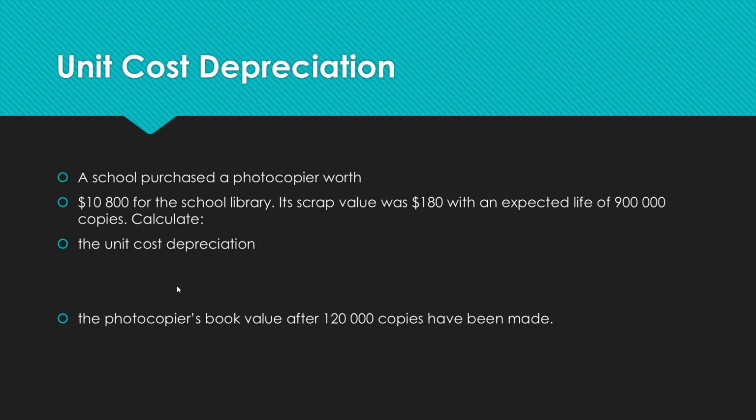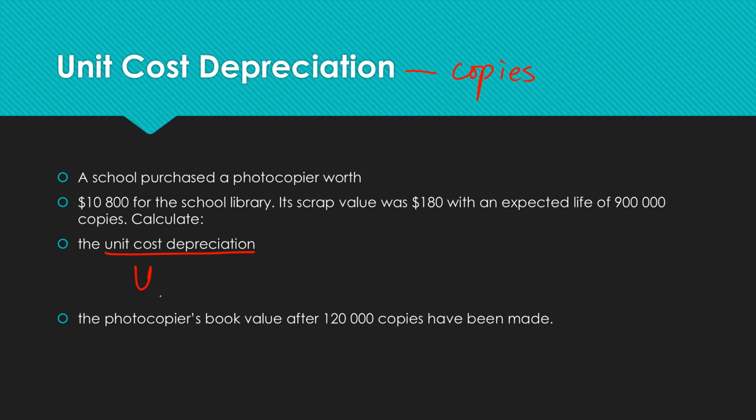Last thing we need to look at is unit cost depreciation. This is a depreciation based off how many copies of stuff you make. If it's a photocopier, or if you're making items, or if you're using a 3D printer, how many things you're printing out. This is normally based off how many copies you make, so we need to look at how much you lose per copy, which is the unit cost depreciation.